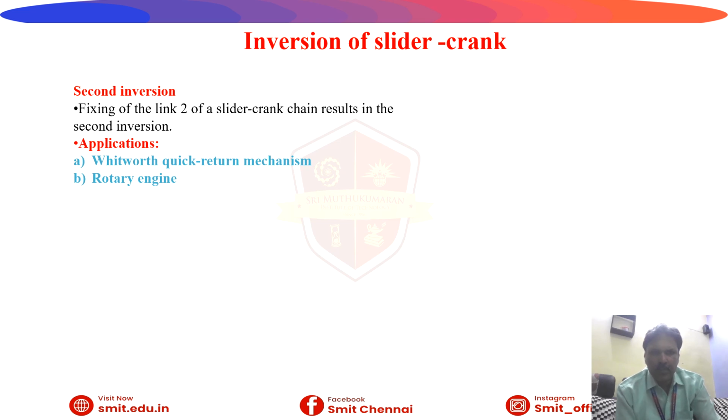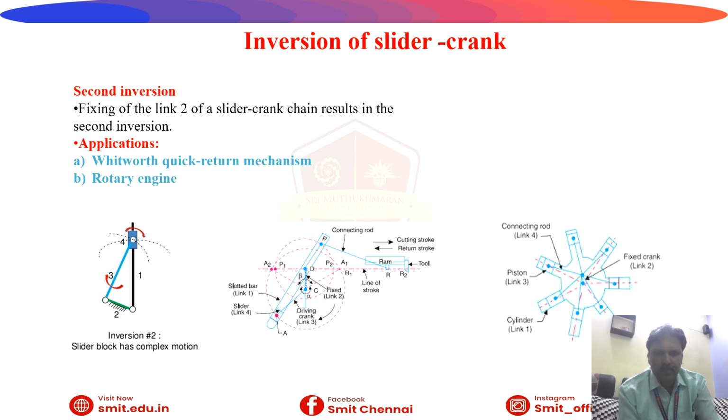Second inversion: fixing of link 2 of a slider crank chain results in the second inversion. The Whitworth quick return motion mechanism and the rotary engine are the two varieties we are going to see. Inversion 2, the same thing I have discussed earlier: 2 is the crank, 3 is the connecting rod, and the fourth one is the slider part.